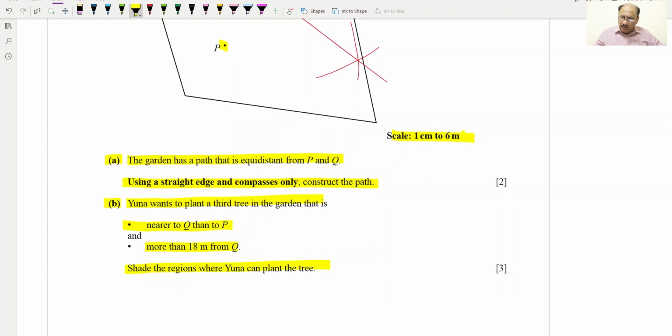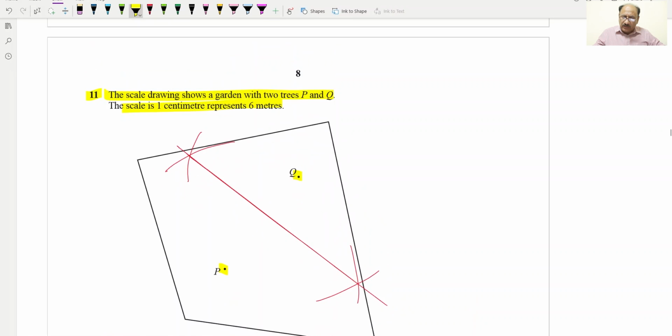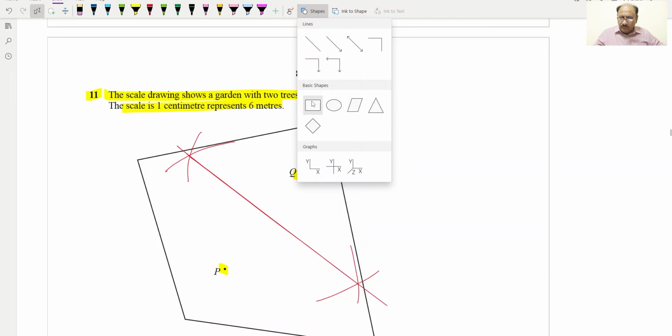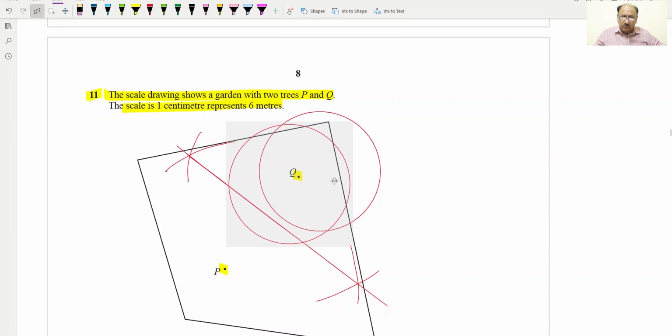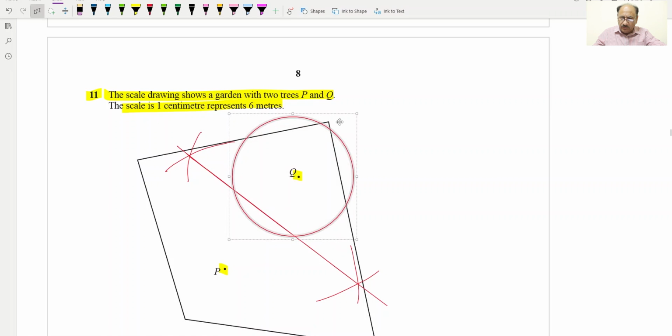So shade the region. 18 meters will be 3 centimeters, and we can draw a 3 centimeter circle. Roughly, I'm drawing a 3 centimeter circle like this one. The center should be here, and the 3 centimeter circle will be roughly around this one.